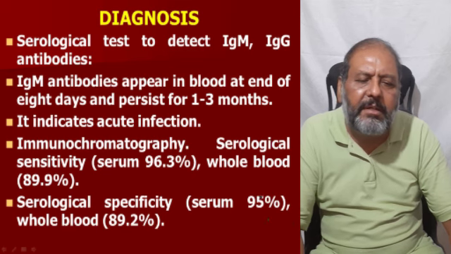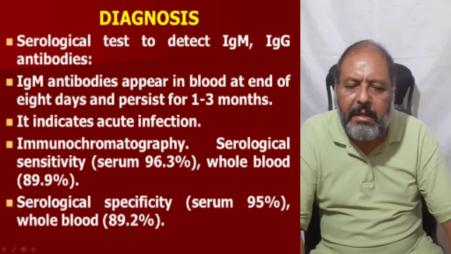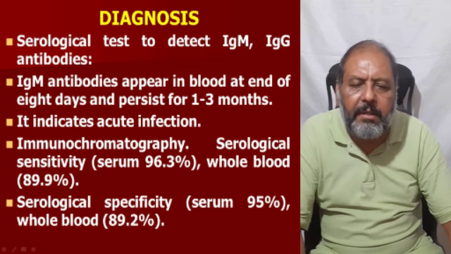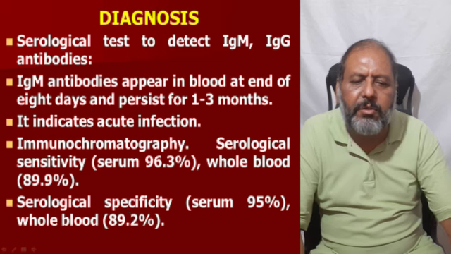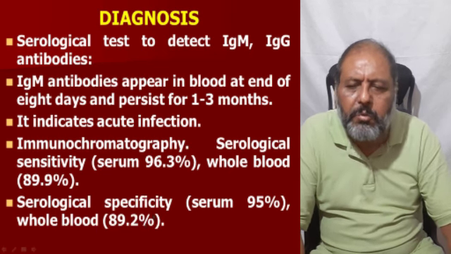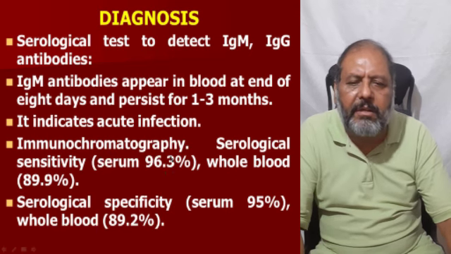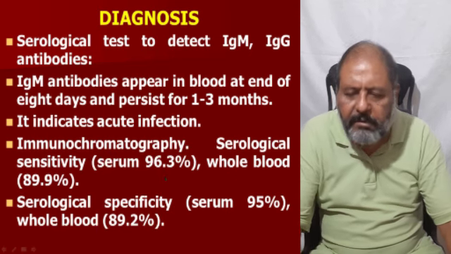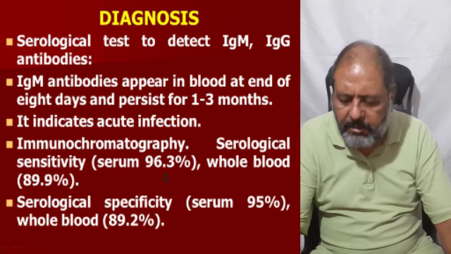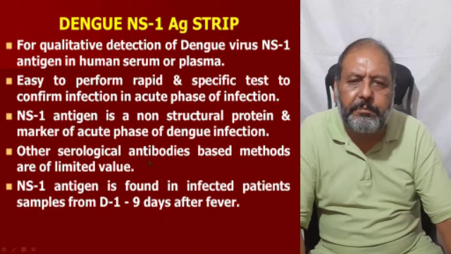Serological specificity is 95% in serum and the whole blood, which indicates that one should not do it rapidly on the whole blood, but just get the serum of the patient and do the test for more sensitive and accurate results.